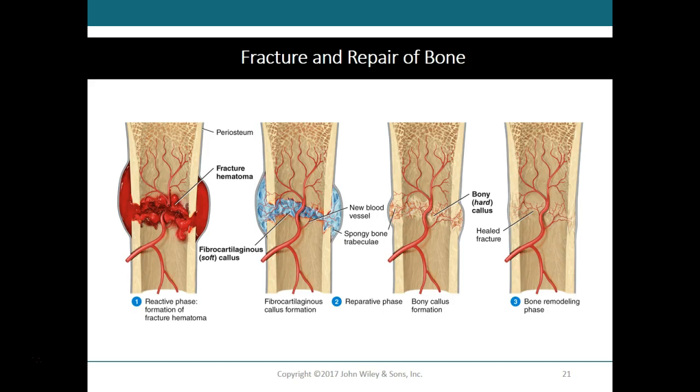And then we have the final stage, which is the bone remodeling. So this is where the dead portions of the original fragments of the bone are going to be broken down completely by the osteoclasts, and the calcium and the phosphates will be resorbed and recycled. The compact bone is going to replace some of that spongy bone along the outer edge or the periphery of the fracture, creating that strong outer covering again.